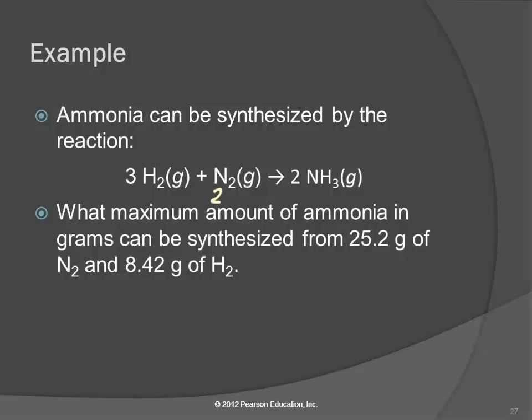So 25.2 grams of nitrogen and 8.42 grams of hydrogen. The question is, how many grams of ammonia? Maximum amount in grams. We're given 2 reactant masses, so it's going to be a limiting reactant problem.